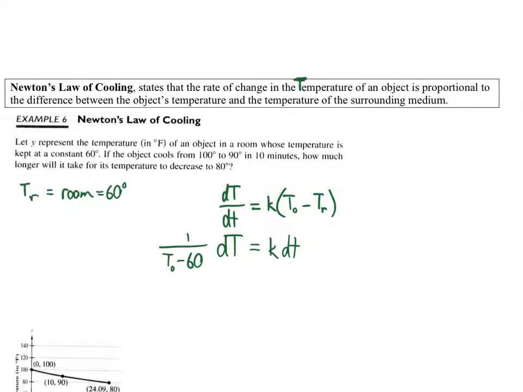The temperature of the object is what is changing. So that's what I really want. So I don't even need to put the O there anymore. That's the temperature of the object. But now what I can do is integrate both sides. And I have k times the time plus some constant equals ln absolute value of T minus 60.